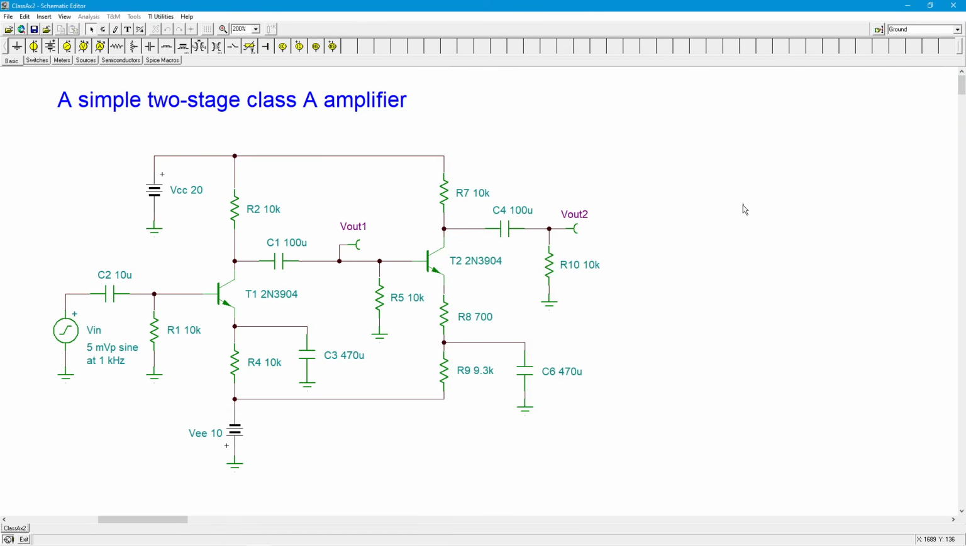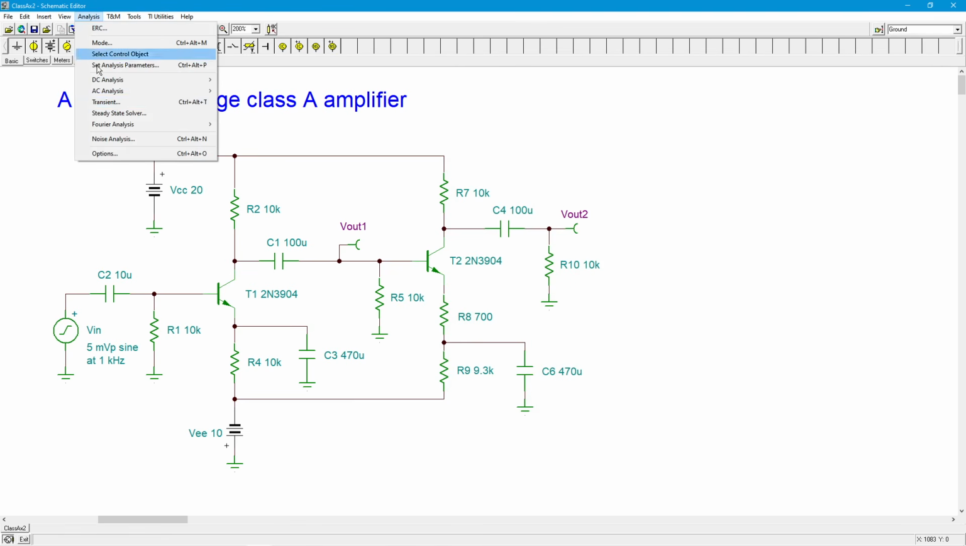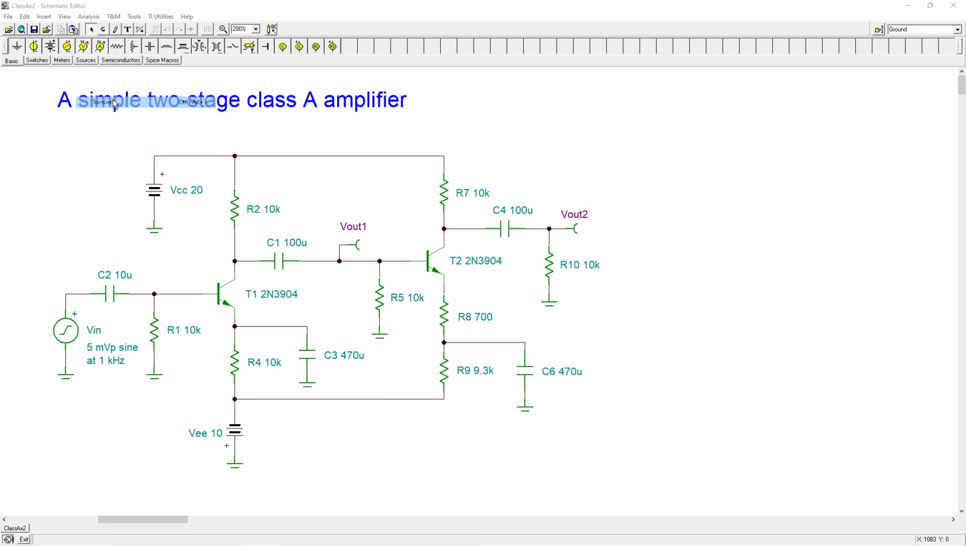What's so surprising? Well, there is something else we can do here, right? We can, in fact, maybe look at a transient analysis.